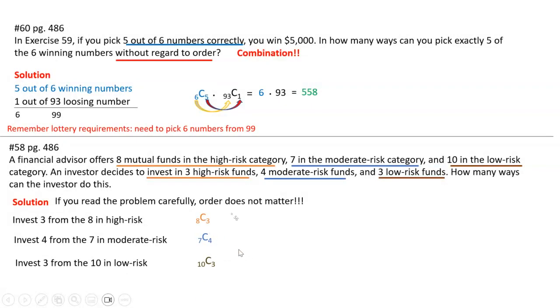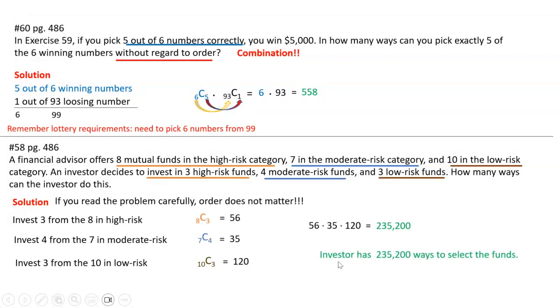Now, if we put this in the calculator, 8 combination 3 will give us 56. The 7 combination 4 will give us 35. And the 10 combination 3 will give us 120. If we multiply them out, this is my result: 235,200. So the investor has 235,200 ways to select the funds. I believe this is it for the topics.